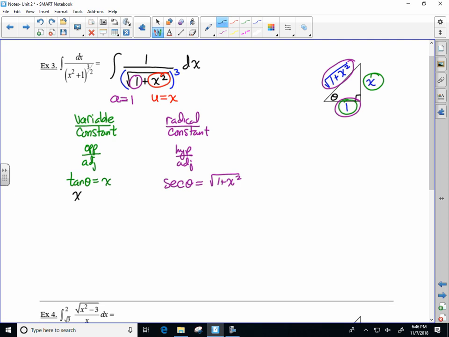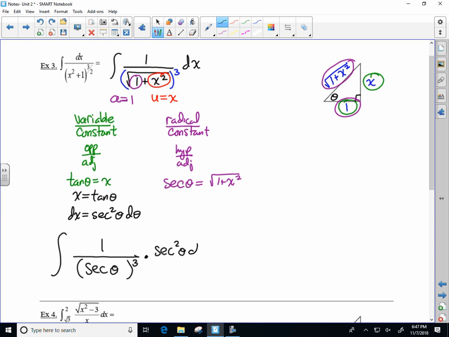The other one I want to differentiate. I'm going to write it first. Write it or think of it in this fashion: x equals tangent theta, and then take the derivative, dx equals secant squared theta d theta. So now we can perform our trig substitution. So antiderivative of 1 over, now that whole radical business is out. That's now secant theta cubed. The dx is out, and now that's secant squared theta d theta.